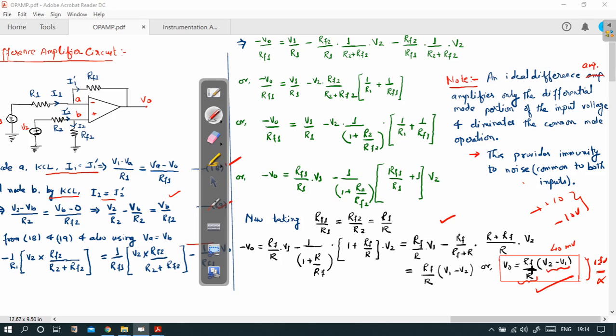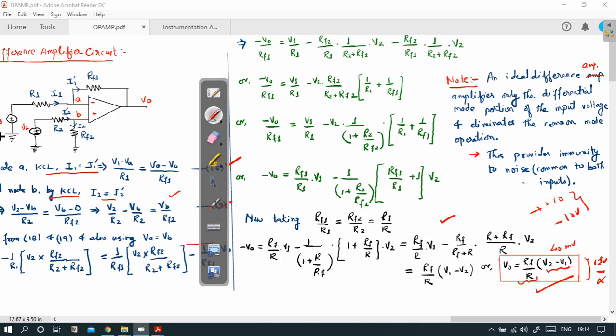Okay, so you will not have any problem that will be caused by the common signals appearing at the input terminals. Okay, so that is good. And remember why we are trying to ignore the common mode signal, because of this fact that this provides immunity to noise common to both inputs.